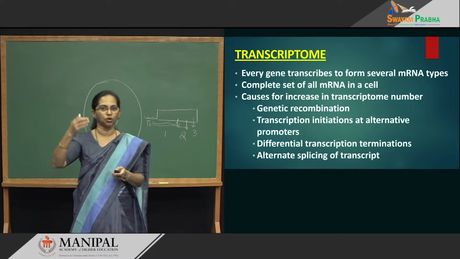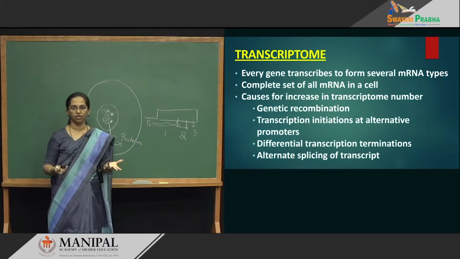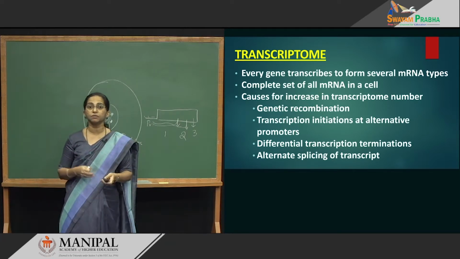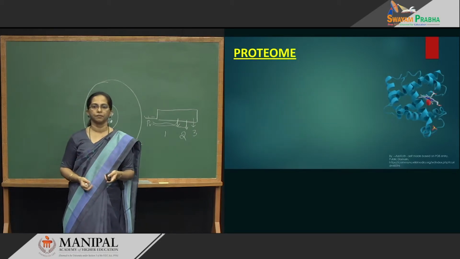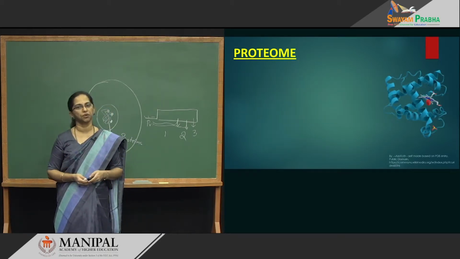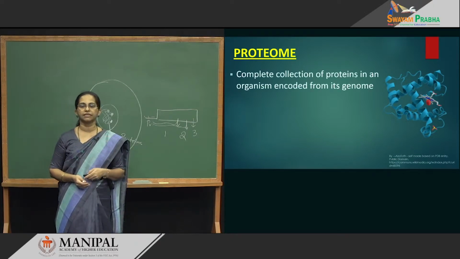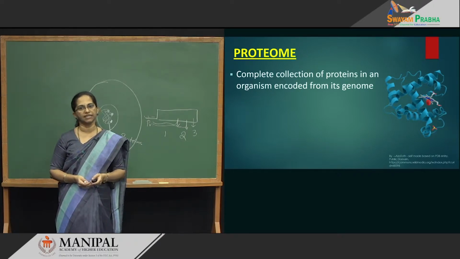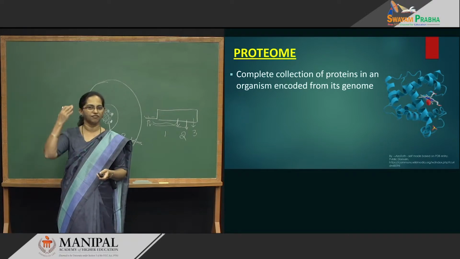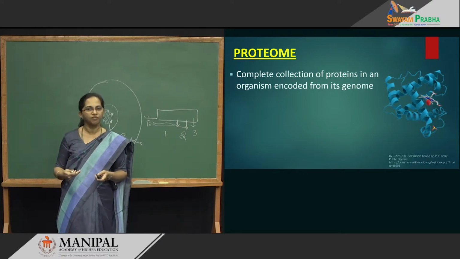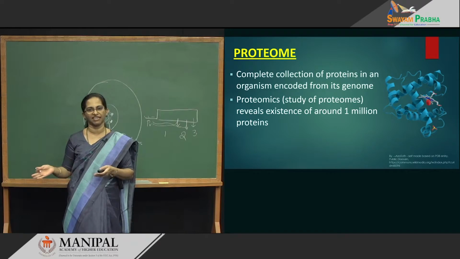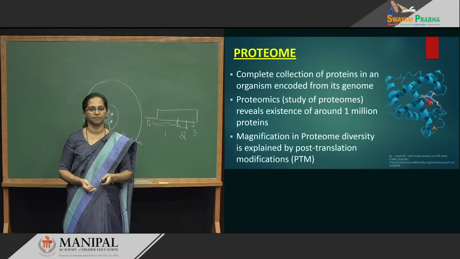Fine, we know what a genome is, hidden inside the nucleus. We know what a transcriptome is, all the mRNAs of a cell. Let us proceed further. What is the proteome? Proteome means all proteins in a human cell. It is the complete collection of proteins in an organism encoded in its genome. So all the proteins that we have from our head to toe is the proteome of a human body. And what is proteomics? Proteomics is just a branch of science which deals with the study of proteins.